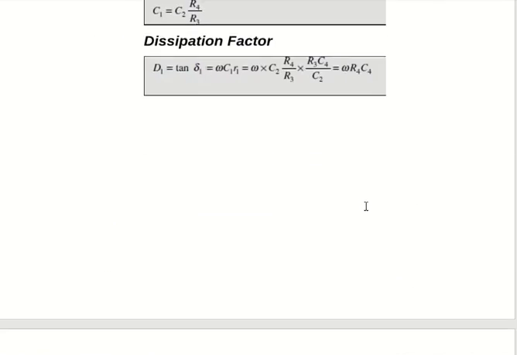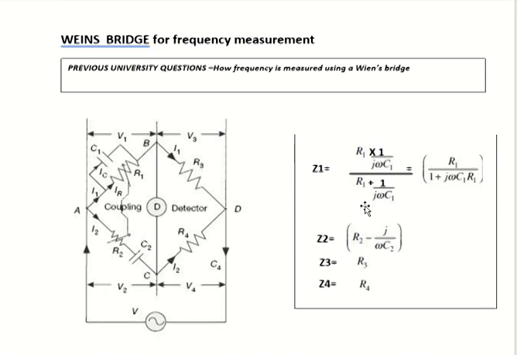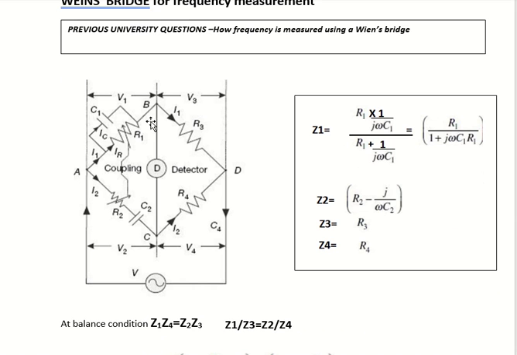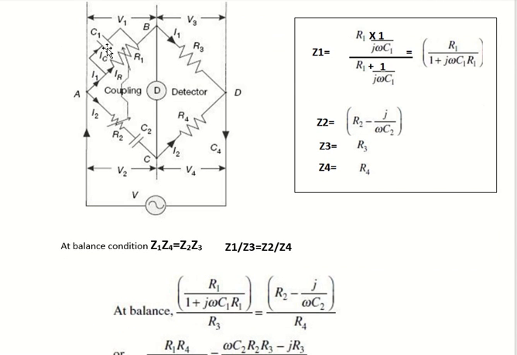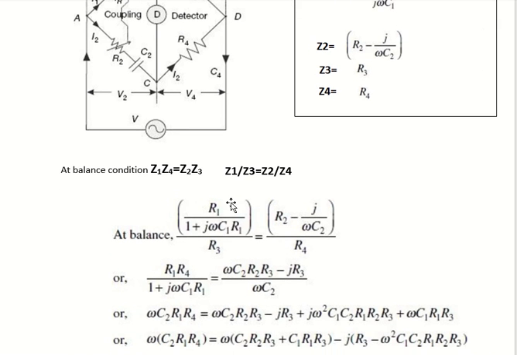Next we can see how to measure the unknown frequency using the Wien's bridge. As usual, there will be 4 branches. Z1 is R1 parallel C1, so R1 by 1 plus j omega C1 R1. Z4 is R4, Z3 is R3, Z2 is R2 plus 1 by j omega C2, that is R2 minus j by omega C2. Then the balance condition Z1 Z4 equals Z2 Z3, which we can again write as Z1 by Z3 equals Z2 by Z4. Substitute the values: Z1 is R1 by 1 plus j omega C1 R1, Z3 is R3, Z2 is R2 minus j by omega C2, Z4 is R4.